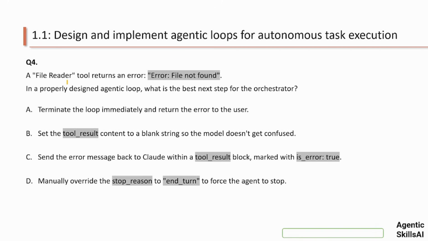Question 4. A file reader tool returns an error: file not found. In a properly designed agentic loop, what is the best next step for the orchestrator? A. Terminate the loop immediately and return the error to the user. B. Set the tool result content to a blank string so the model does not get confused. C. Send the error message back to Claude within a tool_result block marked as an error. D. Manually override the stop reason to end_turn to force the agent to stop.